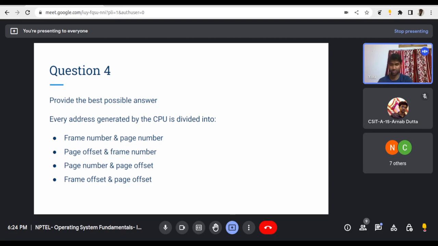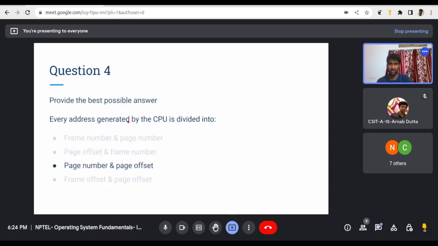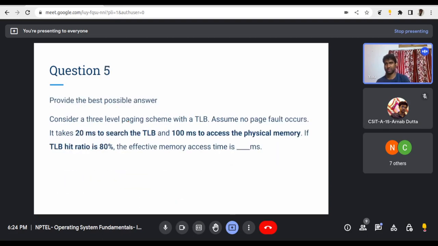Okay, let's go to the answer then. So it is C, that is page number and page offset. As I was saying in the previous explanation also, P is the page number as it is written here, and D is the page offset. Those are the two parts of the logical address that is generated by the CPU. Anyway, let's get to the next question.